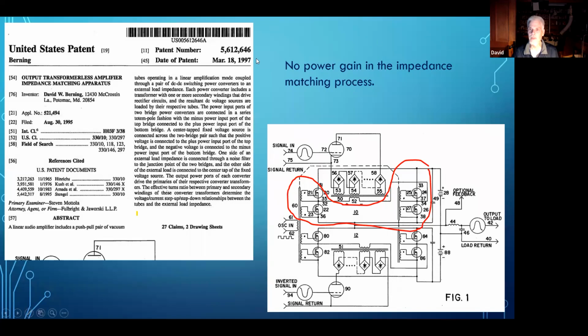One of the important things about this is there's no power gain in the impedance matching process. That's important. It's not a hybrid amplifier, which would have power gain in the output stage. This is different. And I'll show you why it's different later on in other ways too.